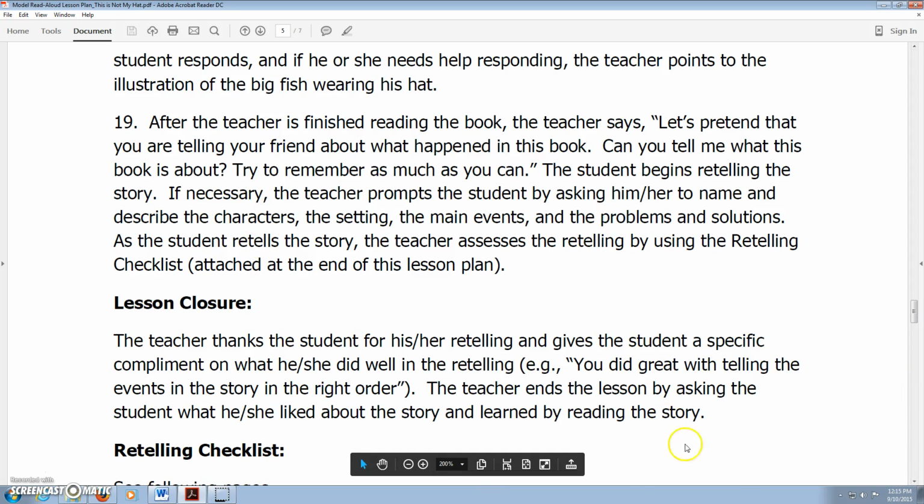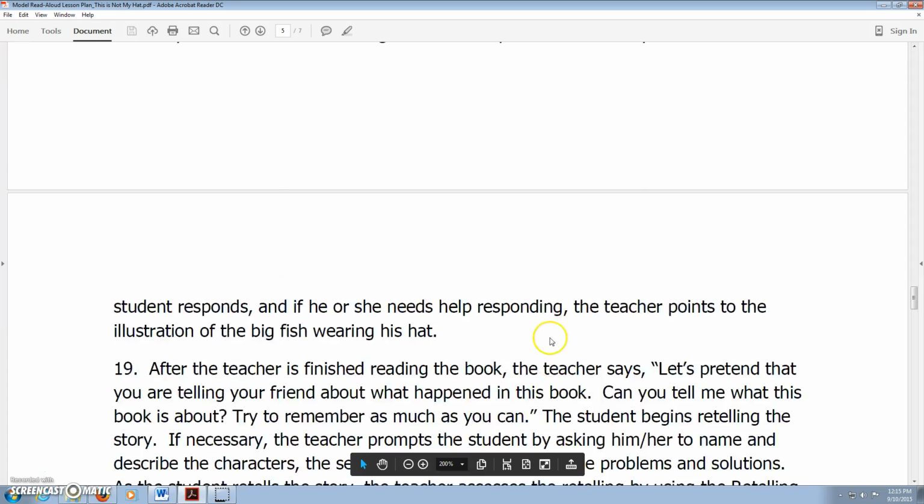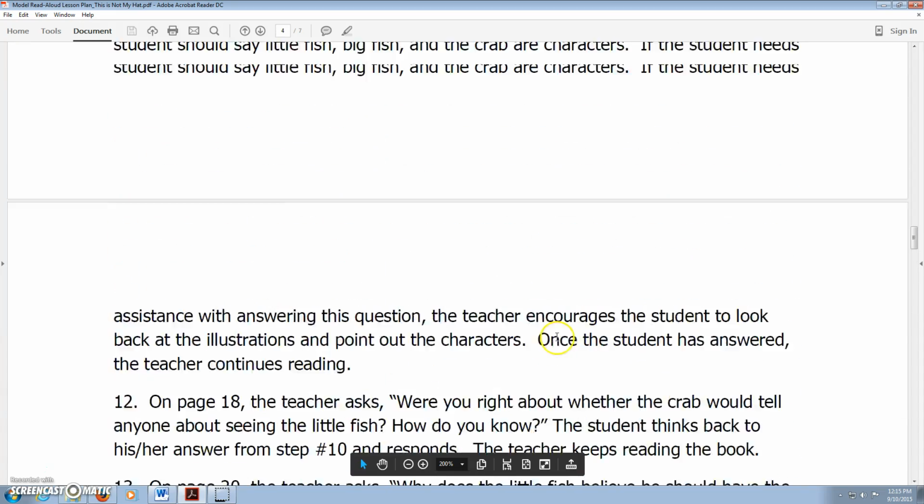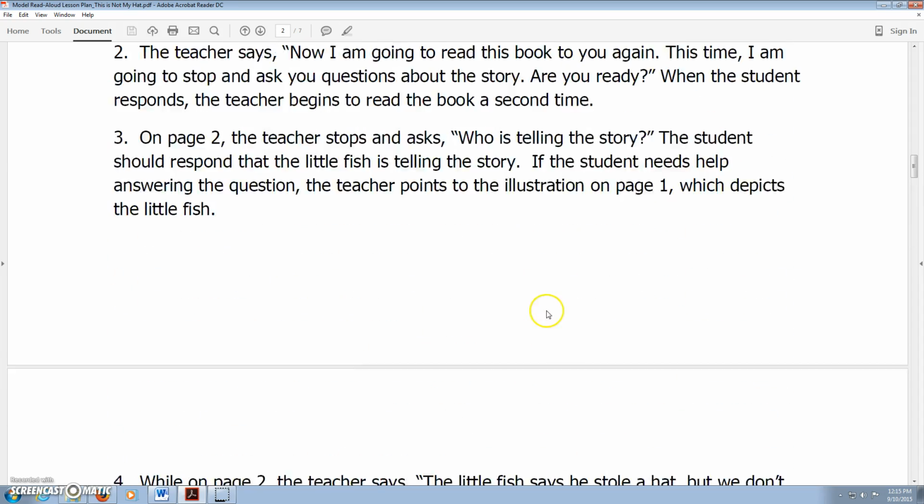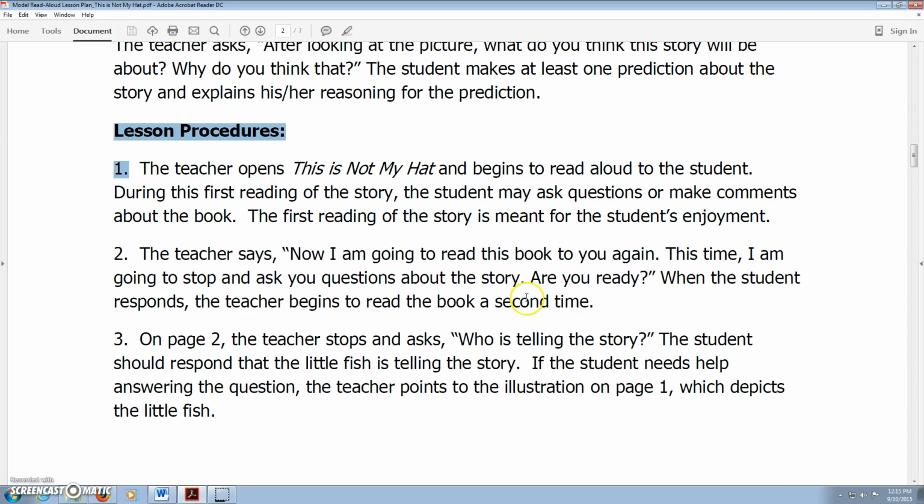My point in pointing that out to you is I want you to be aware that your lesson procedure needs to be extremely detailed. If it's well done and it's detailed enough, it should be at least 2 pages long, at least for the purpose of the class.